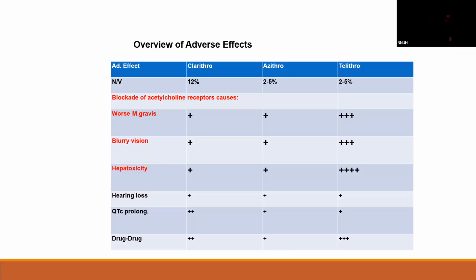Myasthenia gravis, because of blockade of the acetylcholine receptor. Yes, and worse than myasthenia gravis, it causes blurry vision, hepatotoxicity, hearing loss, QT prolongation, and drug-drug interactions. This medication has a lot of drug-drug interactions, so we have to be careful when we use them. But there are certain differences. I'm sure you can look it up, and you have a general idea about it. I'm really dealing with very smart docs here.